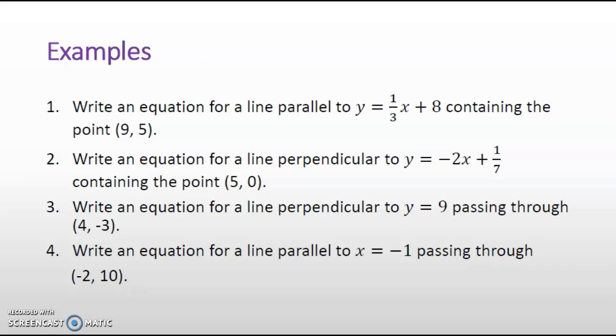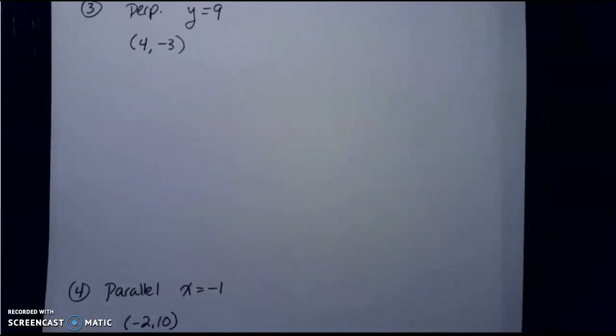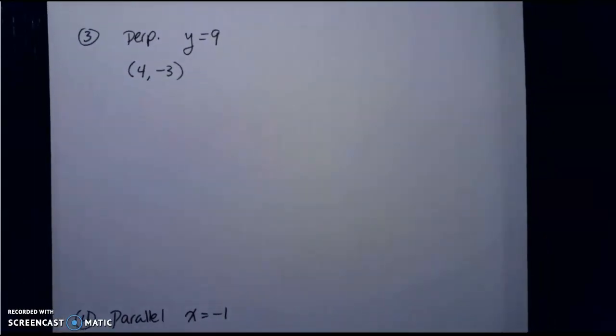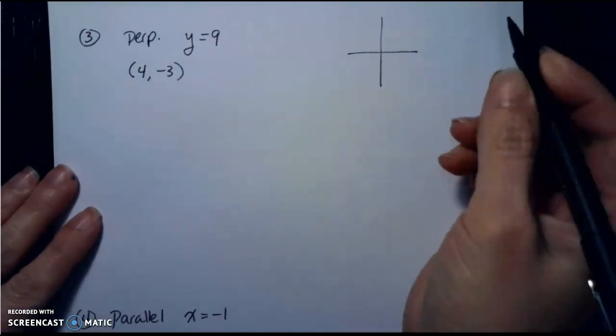Okay, number 3: write an equation for a line perpendicular to y equals 9 passing through the point (4, -3). All right, so when we're working with horizontal and vertical lines, it might be helpful to visualize what's happening by making a quick sketch. I want to be perpendicular to a horizontal line. So if I'm perpendicular to a horizontal line, the line that I am writing an equation for is going to be vertical, right? Just to give you a quick sketch of what's going on.